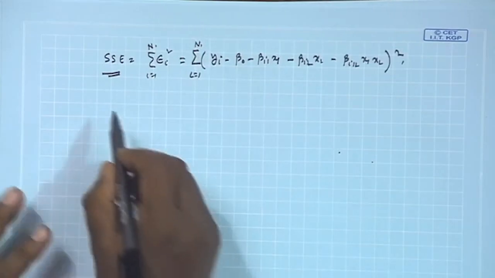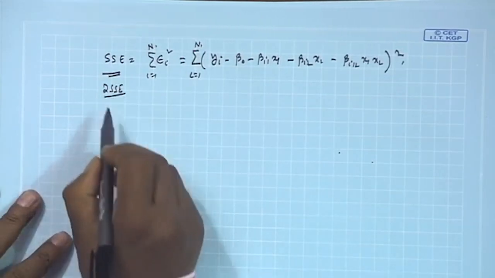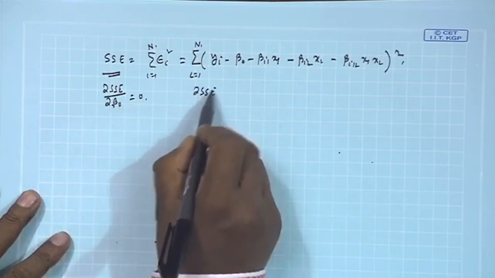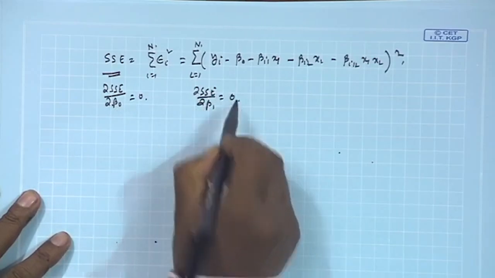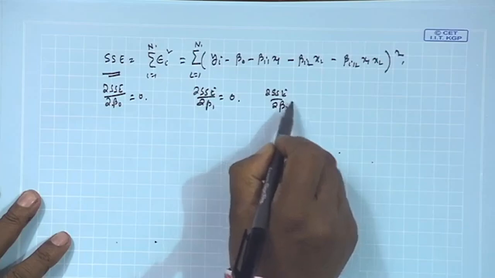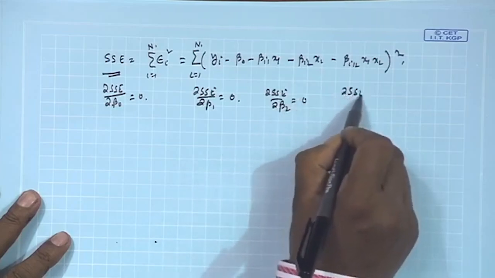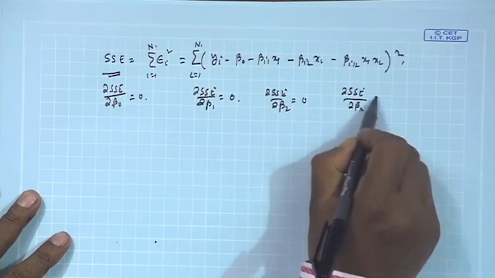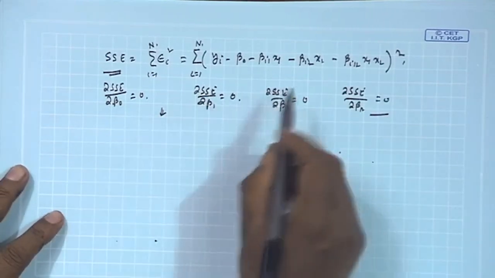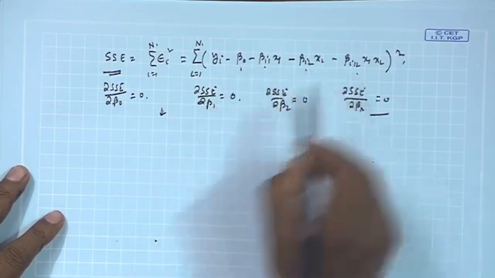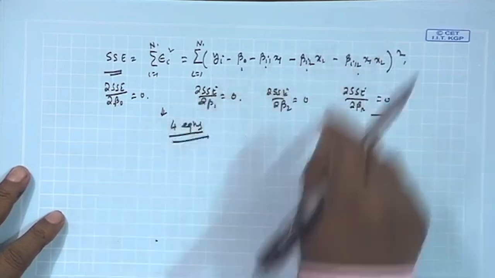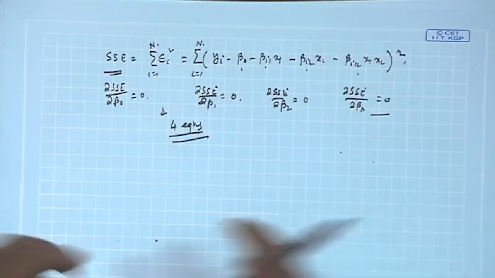Okay. Then you will find del SSE by del beta_0 and put it to 0, del SSE by del beta_1 put 0, similarly del SSE by del beta_2 put 0, and del SSE by del beta_12 put 0. And how many equations will you get, for how many parameters? 1, 2, 3, 4, so 4 equations you will get. Solving these 4 equations, you will get all the estimates. Okay. So, this is what we will be discussing.